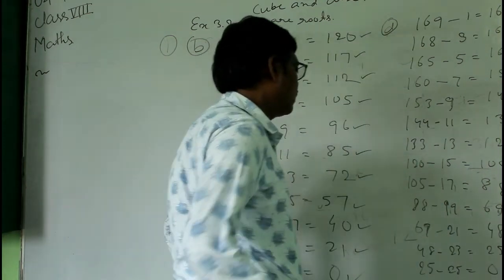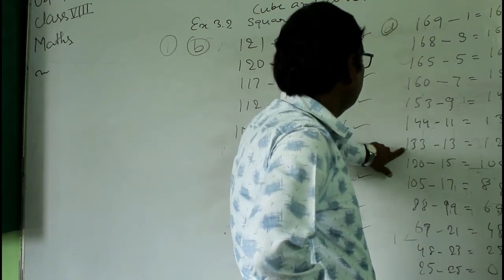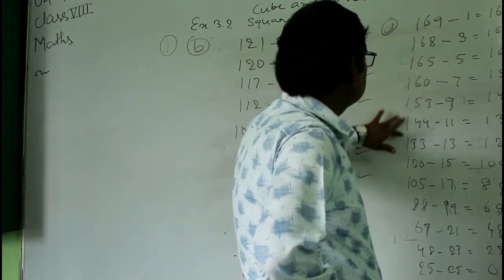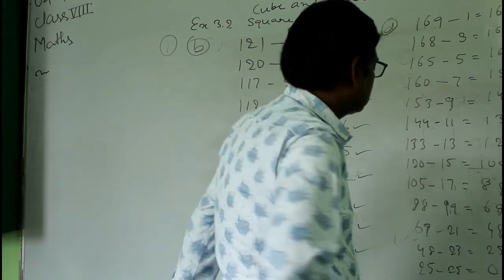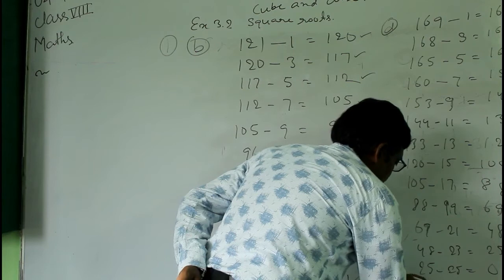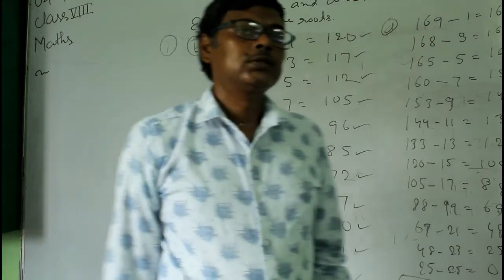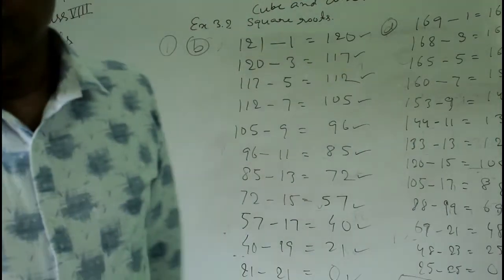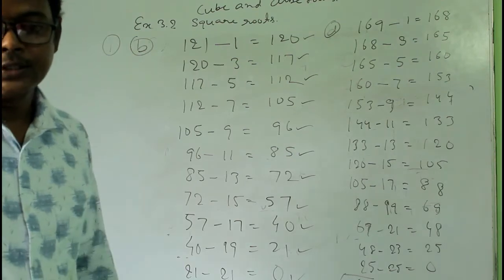So here we got the difference 0 in how many steps? 1, 2, 3, 4, 5, 6, 7, 8, 9, 10, 11, 12, 13. So in 13 steps we got the difference 0, and therefore the square root of 169 is equal to 13. I did 2 questions, and there are some remaining in question number 1. You will do question number A, then question number C.